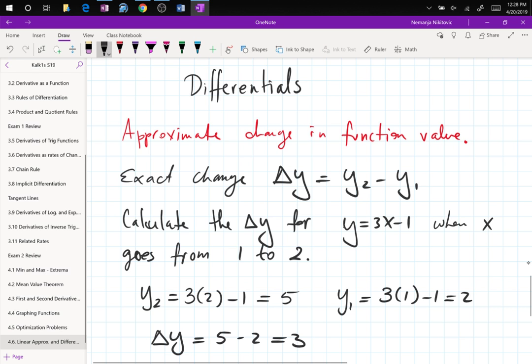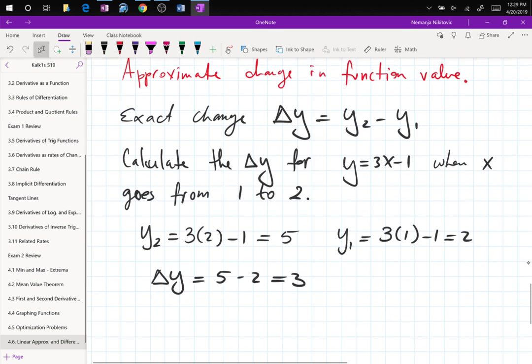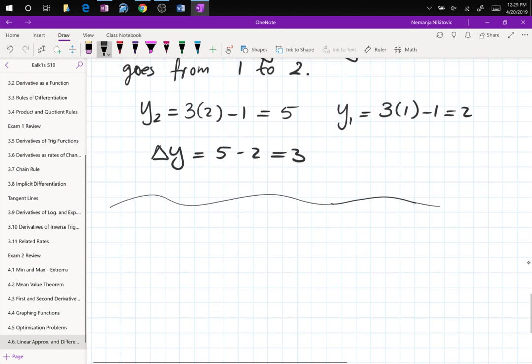You calculate the value and then you subtract the other value. So your input changed from one number to another, which causes the change in the output from one number to another. And they are obviously related. Now, differentials do not compute these things exactly. What differentials do is they approximate this change.